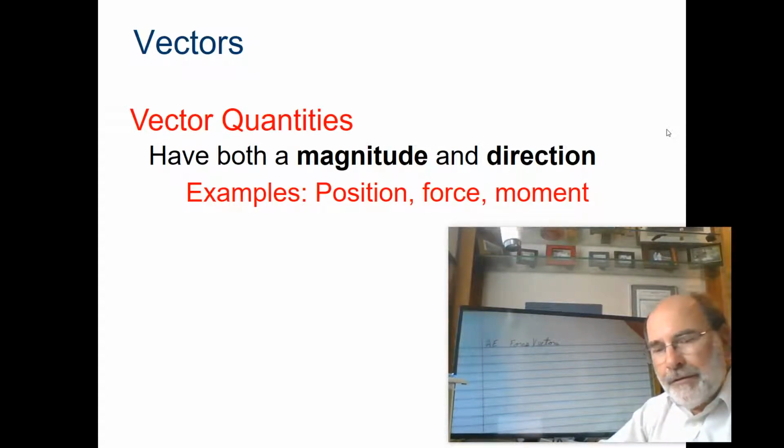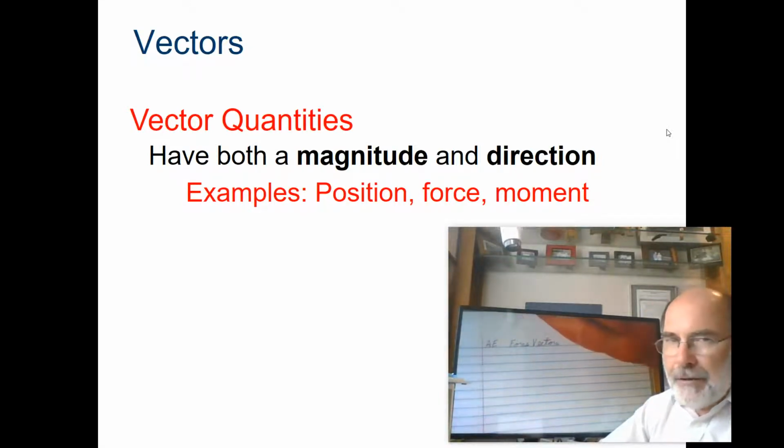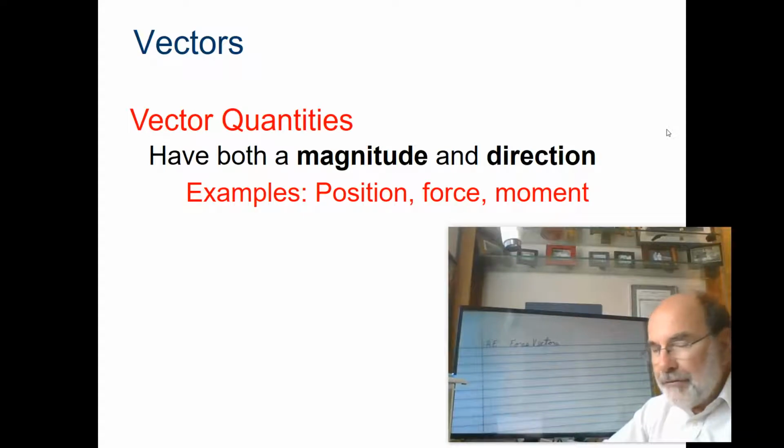Force is a vector quantity. So if I push with 10 newtons down on this table, that would be a vector. All right, and moment, which we're going to get into, is a twisting force. It can be clockwise, it can be counterclockwise, and that direction is the magnitude, how strong the twisting force is, that's the magnitude of it. All right.